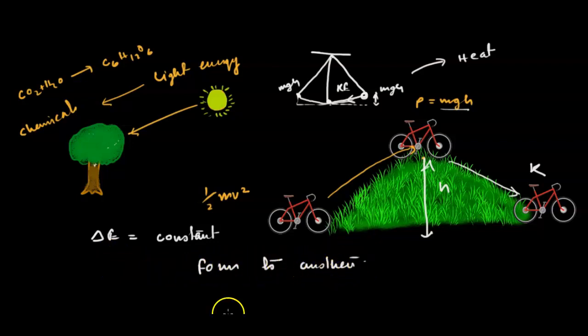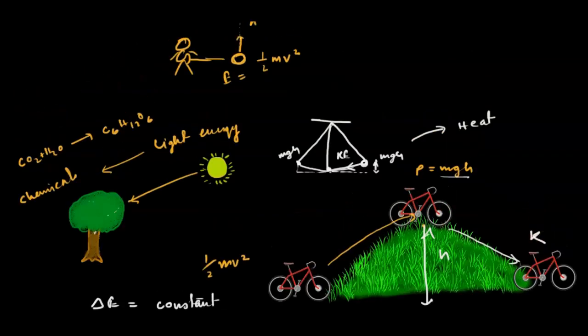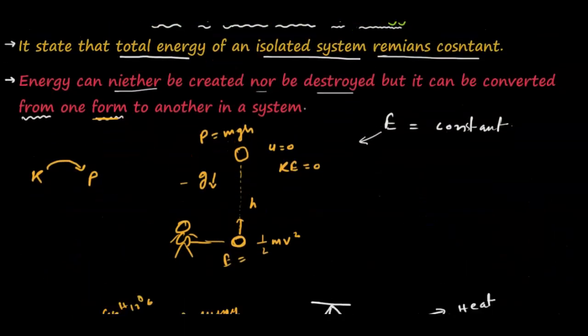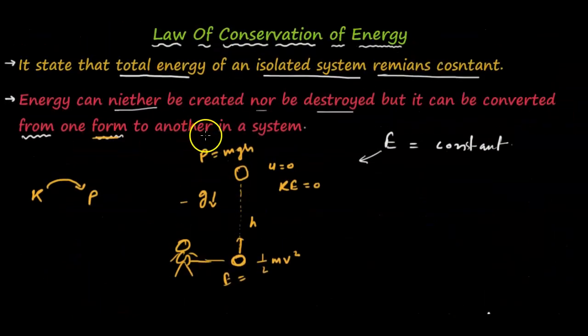So I hope you understood this. What the law of conservation of energy says is that we cannot produce energy or destroy it, but we can change it from one form to another form. Or we can say that in an isolated system, energy remains constant.